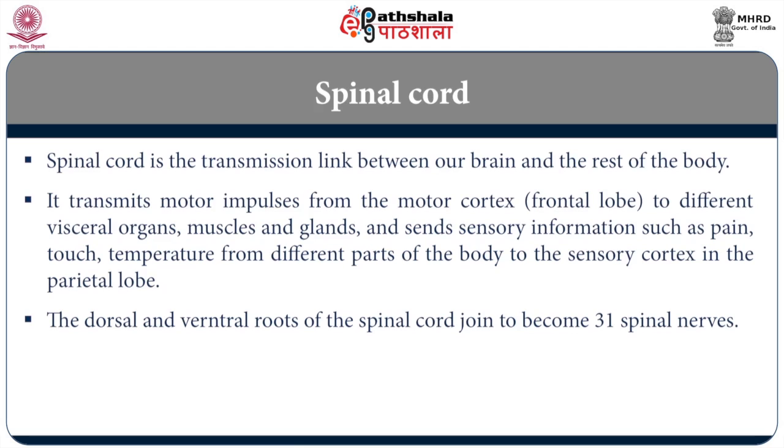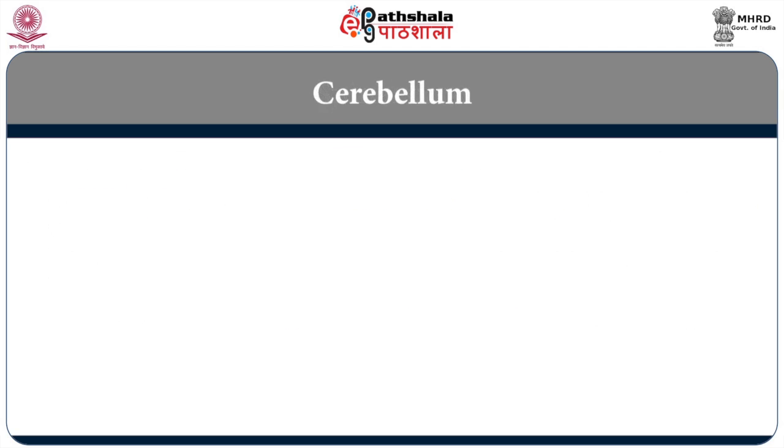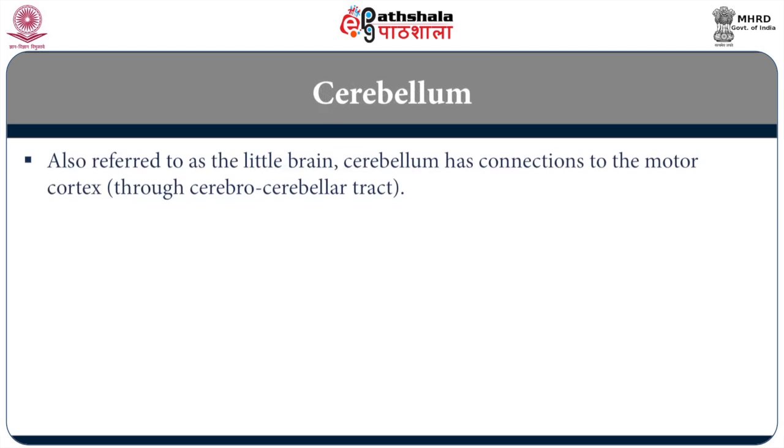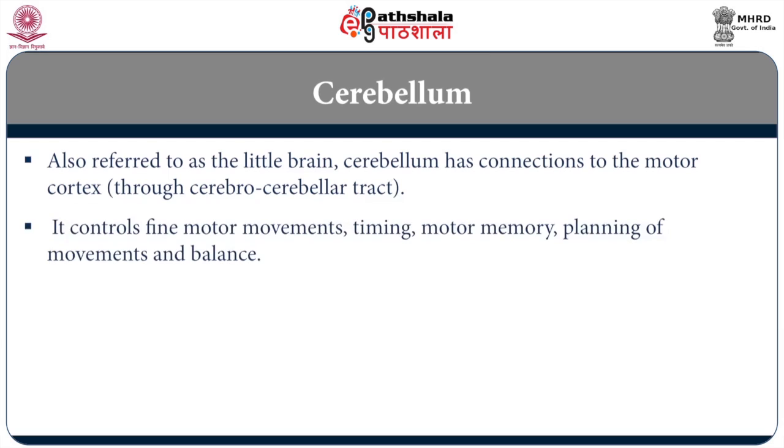Then aside from these structures, you also have what is popularly known as small brain or cerebellum. Cerebellum, little brain, sometimes it is referred to as. It has connections to motor cortex in the frontal lobe. There is something called cerebrocerebellar tract. So that connects cerebellum to the motor cortex. Cerebellum controls fine motor movements, timing, motor memories, planning of movements, and our balance.